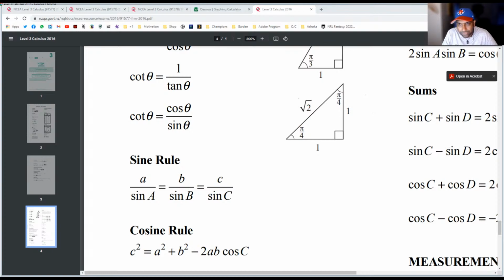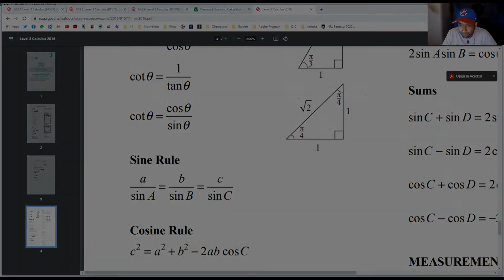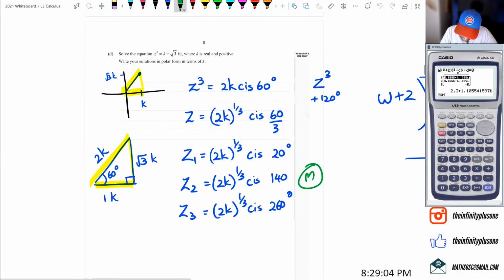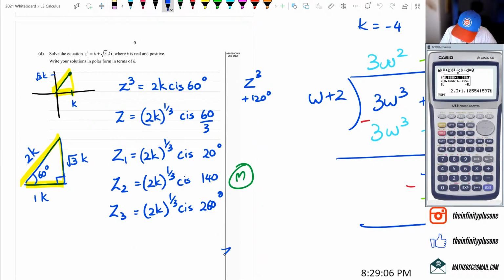Now, Joseph, you have to use special triangles. The moment you see root 3 or root 2, you know you're doing something. Also isosceles triangles. Sometimes they put a question like this, like z cubed is equal to p plus pi, for example.